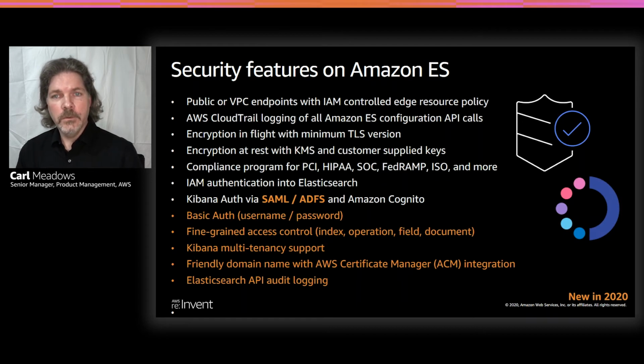Then we provide CloudTrail logging for any operation performed by Elasticsearch. So that's essential. Pretty much all AWS managed services have CloudTrail built into them. We provide encryption in flight and allow you to specify a minimum TLS version. That ensures that the traffic between nodes or between clients is always secured and can't be intercepted by any sort of man-in-the-middle attack.